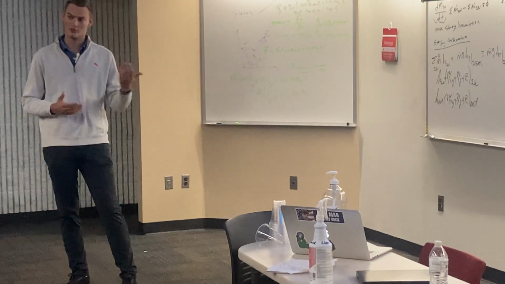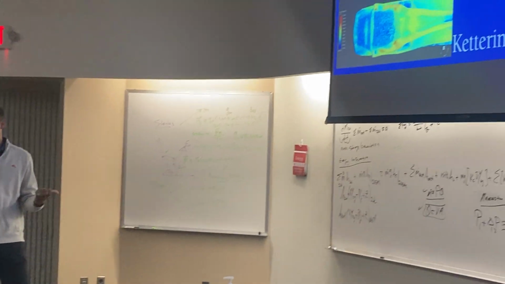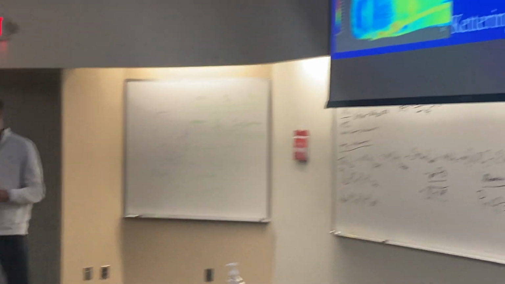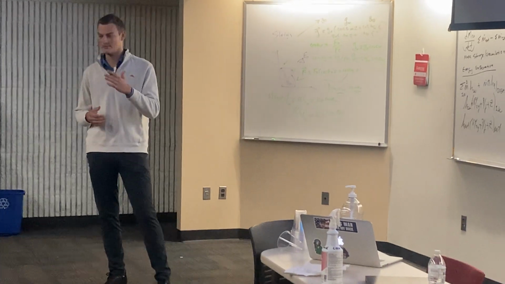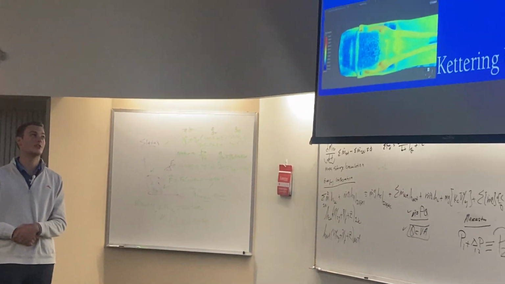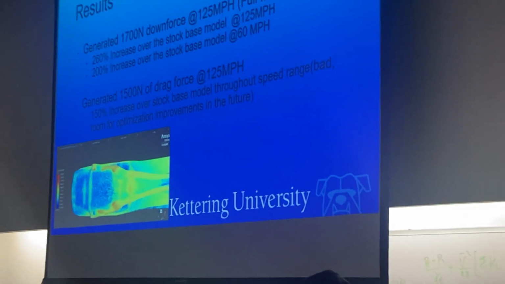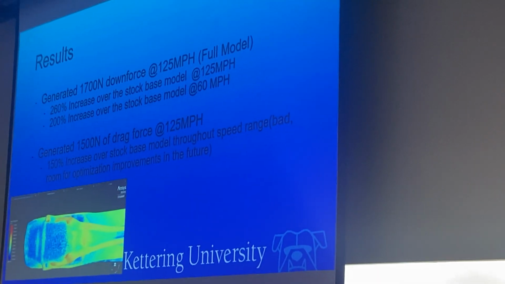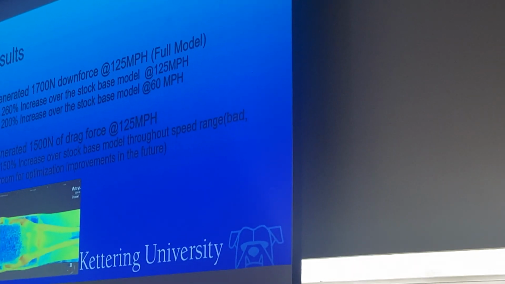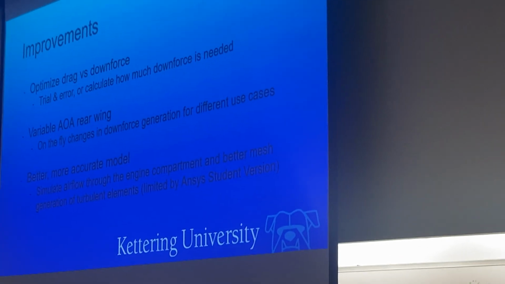And of course, as you go faster, you're going to generate more downforce and subsequently more drag because, again, it works inversely to an airplane, where as you go fast in an airplane, you create more lift, which, again, is bad. And then for our drag force, we generated 1,500 newtons at 125 miles an hour, and this is a 150% increase over the stock body, which, of course, is bad. So if we were to go to the next slide and talk about our improvements.